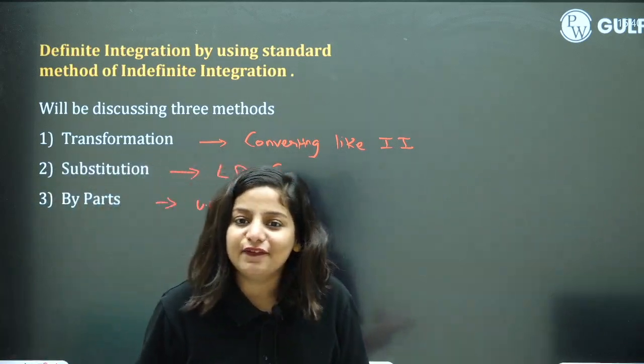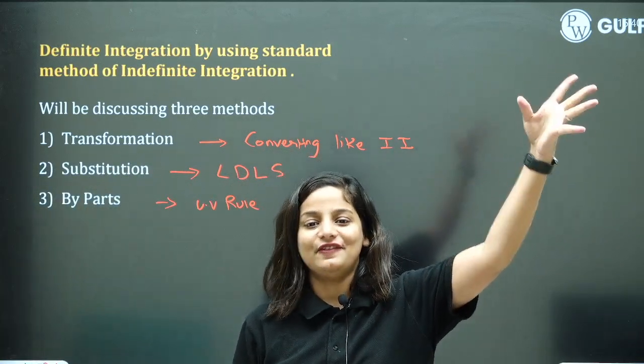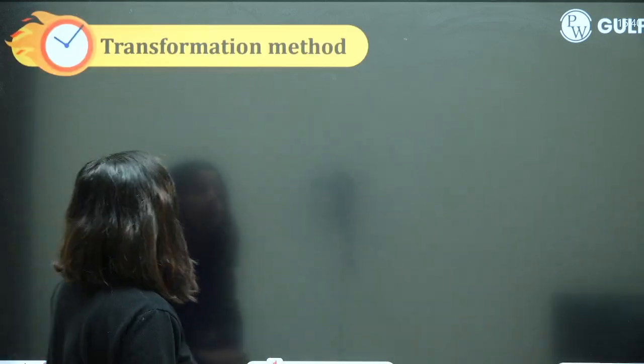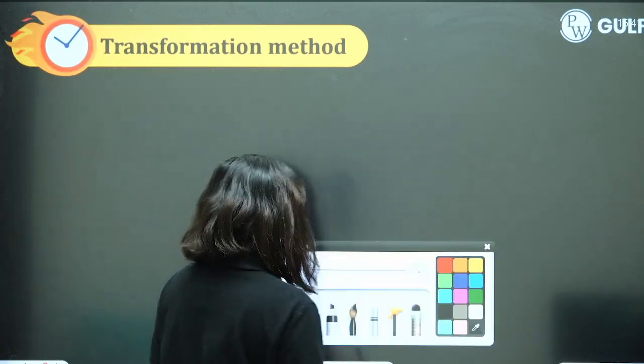Fifth type differs. Everybody, fifth type differs. याद है ना? हाँ जी. चलो, let's explore all of them one by one. As I said, transformation method.